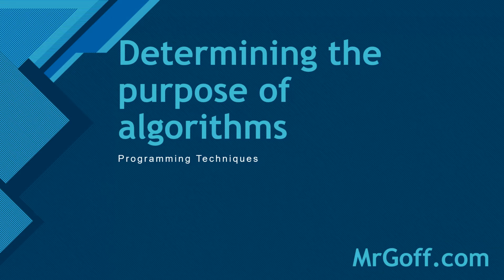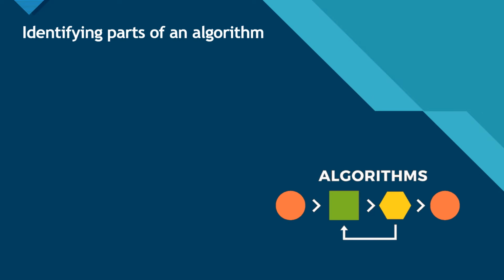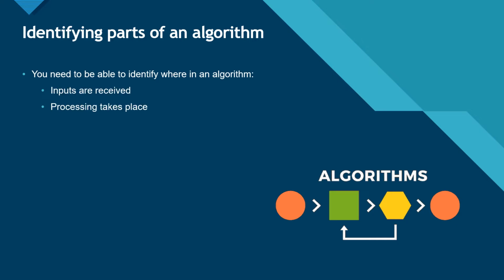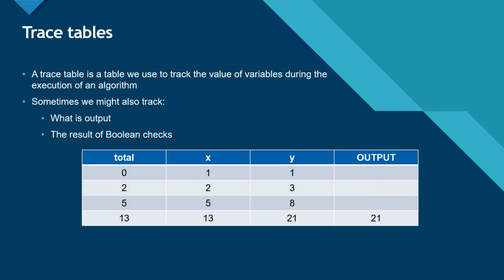Today's video will focus on determining the purpose of algorithms using trace tables. For the Paper 1 exam, you need to be able to identify parts of an algorithm. This includes where the inputs are received, what processing takes place, and where outputs are made. You might also be asked to identify where you can see programming constructs such as sequence, selection, definite iteration, and indefinite iteration. You will also be asked to determine the purpose of algorithms.